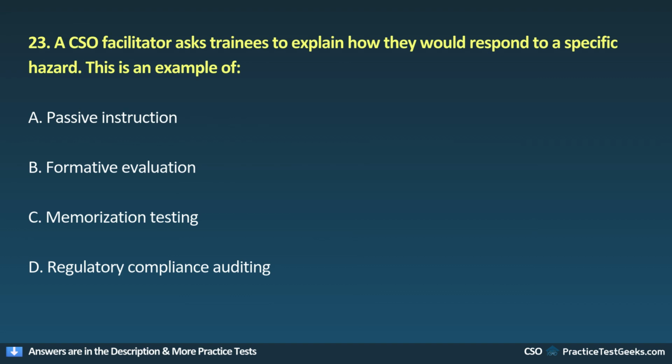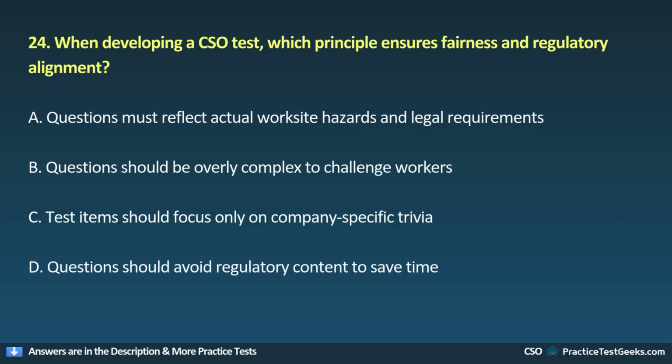23. A CSO facilitator asks trainees to explain how they would respond to a specific hazard. This is an example of A. Passive instruction. B. Formative evaluation. C. Memorization testing. D. Regulatory compliance auditing.